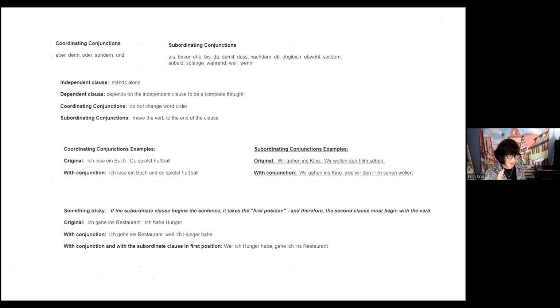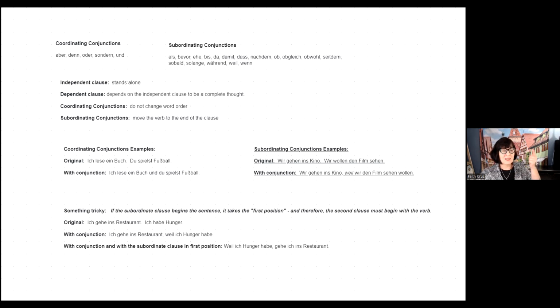I have 2 independent clauses here, and I'm going to combine them with a coordinating conjunction. So my original is ich lese ein Buch and du spielst Fußball. When I add my conjunction, I have ich lese ein Buch und du spielst Fußball. So what you see is a subject, a verb, and a direct object in clause number 1, subject, verb, direct object in clause number 2. No changes in the word order.